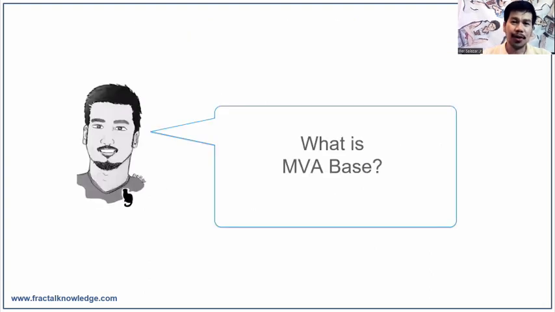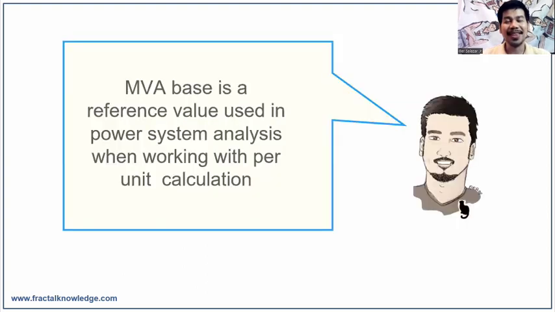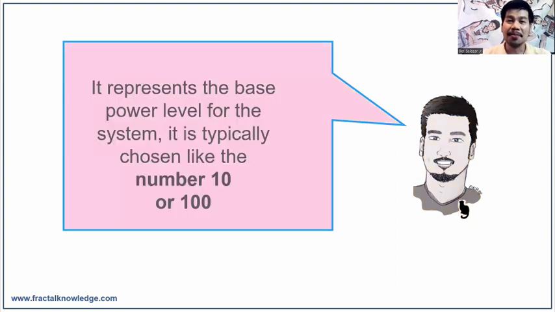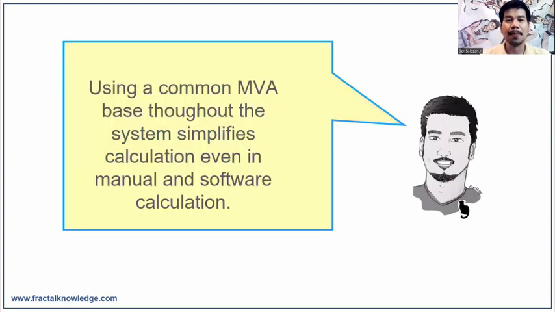Next question: what is MVA base? That's actually a very good question. MVA base is a reference value used in power system analysis when working with per unit calculation. Okay? It represents the base power level for the system. It is typically chosen like 10 or 100, but mostly 100 is used. Even in ETAP, a 100 base is used.